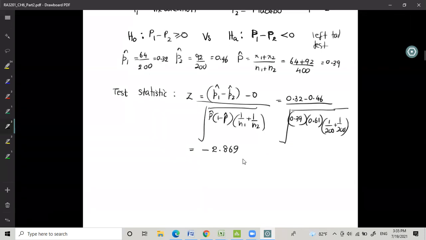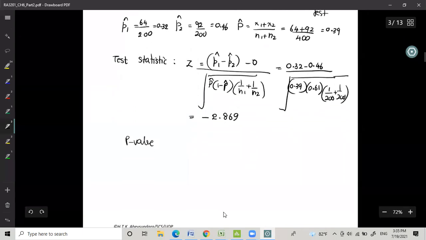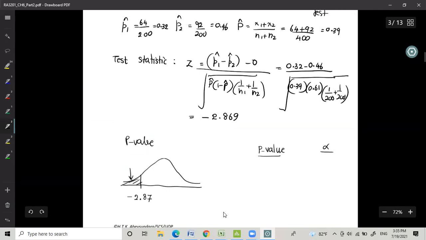Okay, so shall we do the p-value approach? Let's use the p-value approach. Let's find the p-value. So this is going to be a left tail test. Our test statistic is negative 2.869, so we can go for 2.87. Let's read the table and find this p-value, and then you have to compare the p-value with alpha. Okay, so shall we look at the negative 2.87? Can you find that tail probability? Negative 2.87 is its score.